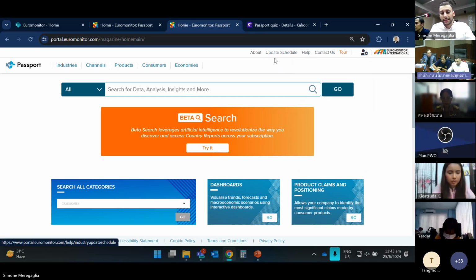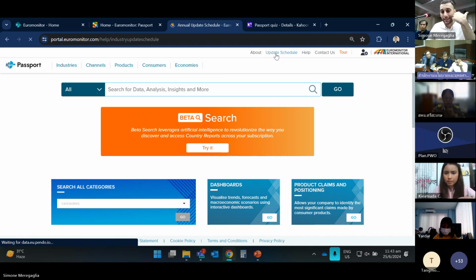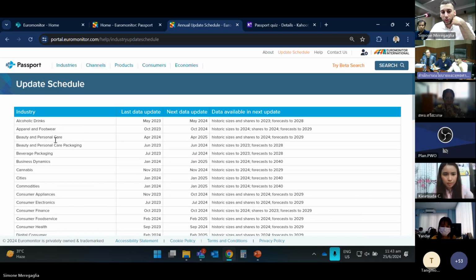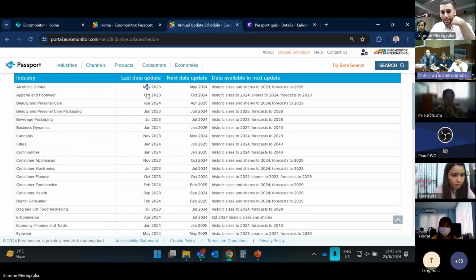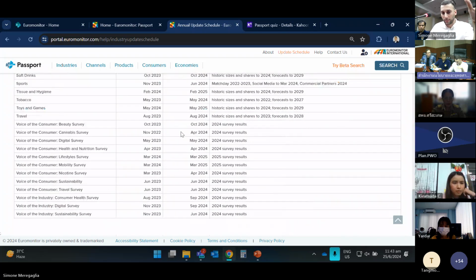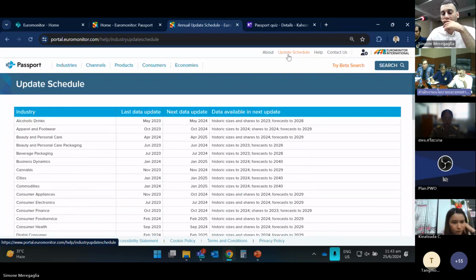Then one more thing, this is the update schedule. So here on top, you can click on it. And if you're wondering, oh, I already read some of the reports for the industry that I look for, but I want to know when the new update will come. If you click on update schedule, it will show you exactly when each industry has been updated last time and when it will be updated next, and until which year we will update the forecasts, some until 2028, 2029, and so on. So you have all the list of updates here, and it's on update schedule.